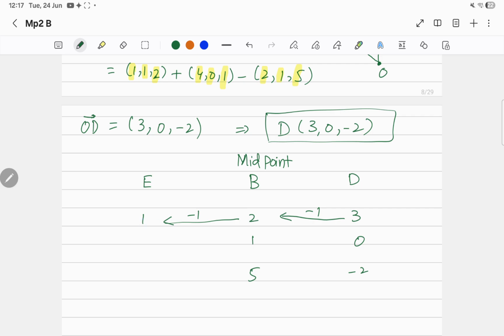2 minus 1 is 1. The y coordinate of D is 0, but the y coordinate of B is 1, so we need to add 1 to 0 to get 1, and we need to add 1 more to get the y coordinate of E, which is 2. And the z coordinate of D is minus 2, but the z coordinate of B is 5, so we need to add 7 to minus 2 to get the z coordinate of B, and we need to add 7 more to get the z coordinate of E, which is 12. So that means E has the coordinates 1, 2 and 12.